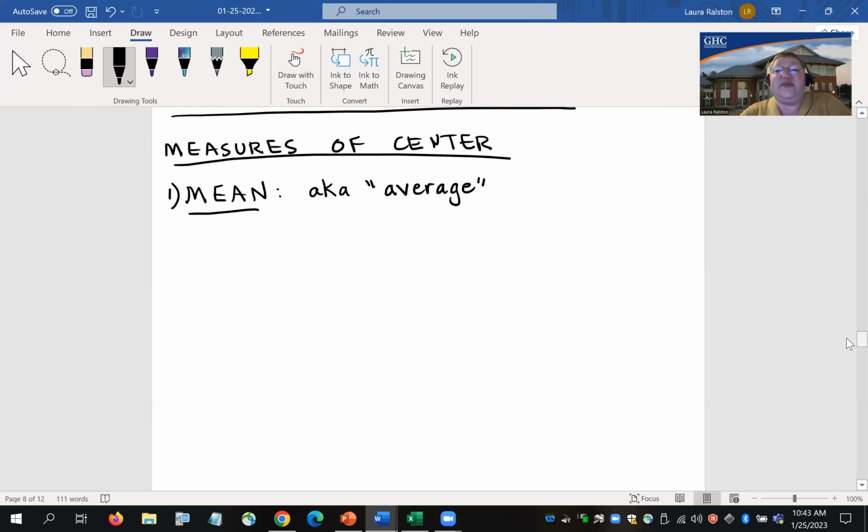We find the mean by adding all of the data values together, okay, and then dividing by how many we have. But again, it's what most people think of when they think about the word average. Of the three measures of center, the mean is the most important.